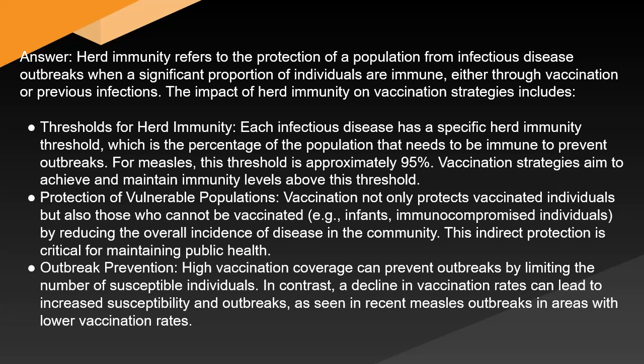Protection of vulnerable populations. Vaccination not only protects vaccinated individuals, but also those who cannot be vaccinated, e.g. infants, immunocompromised individuals, by reducing the overall incidence of disease in the community. This indirect protection is critical for maintaining public health. Outbreak prevention. High vaccination coverage can prevent outbreaks by limiting the number of susceptible individuals. In contrast, a decline in vaccination rates can lead to increased susceptibility and outbreaks, as seen in recent measles outbreaks in areas with lower vaccination rates.